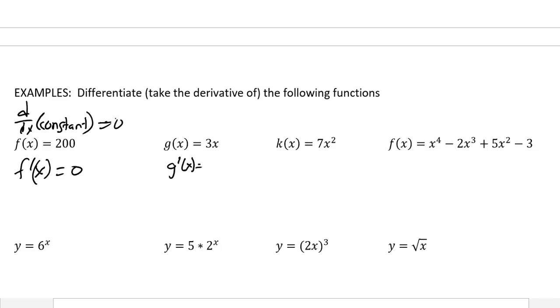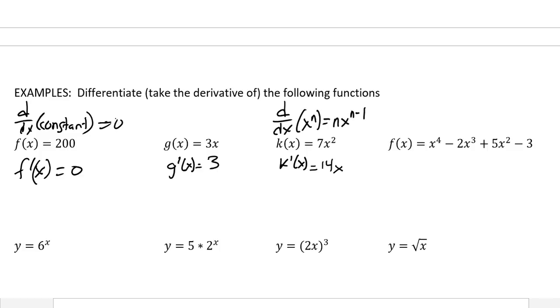When it's just x, it's x to the first power. 1 times 3 is 3. Drop the exponent, it'd be x to the 0 power, which of course just drops out. But we've seen that before, along with another example of the power rule. And we know to go 2 times 7 is 14x. Drop the exponent by 1, so it's just x to the first.